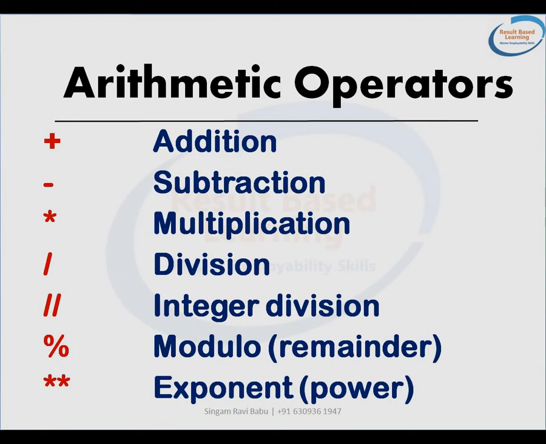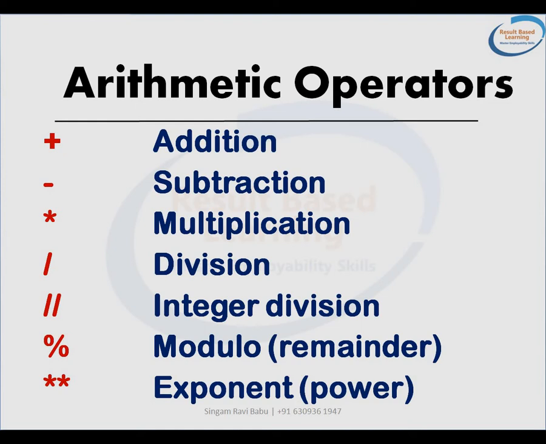Now let's look at the arithmetic operators. Now as you can see on the screen, there are 7 arithmetic operators, but apart from these 7 arithmetic operators, we also have one more important operator called parenthesis. We'll talk about it in a moment.